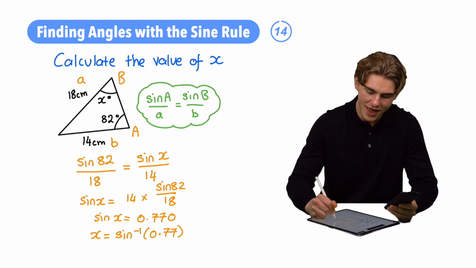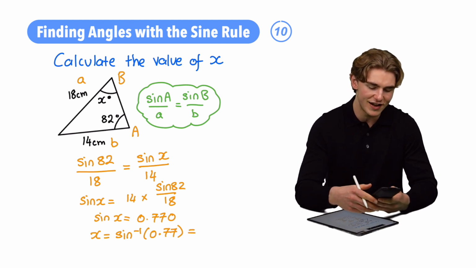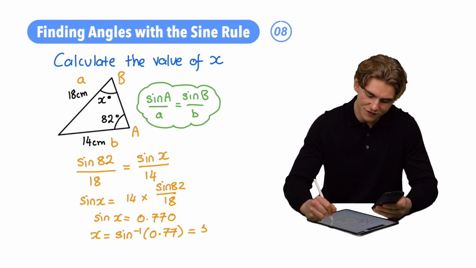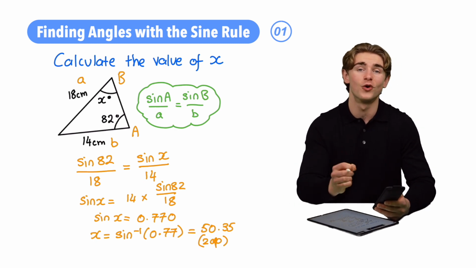We can just type in there, and when we do that, what are we going to get? We're going to do sine to the minus 1 of 0.77. We type that in and we get 50.35 to 2 decimal places, and that is going to be, guys, our answer for x.